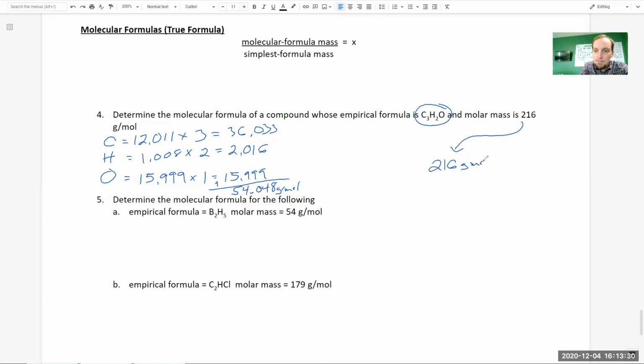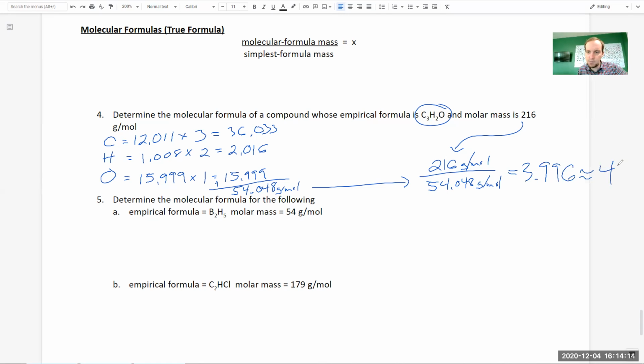So we're going to take this mass here, 216 grams per mole, and divide by this number here, 54.048 grams per mole. We're going to find out what is the factor which we need to then multiply everything by to get it up to its molecular form. So divided by 54.048, what I get is, whoa, I did that wrong because I multiplied. Let's try that one more time. Okay, so what I get is 3.996, okay?